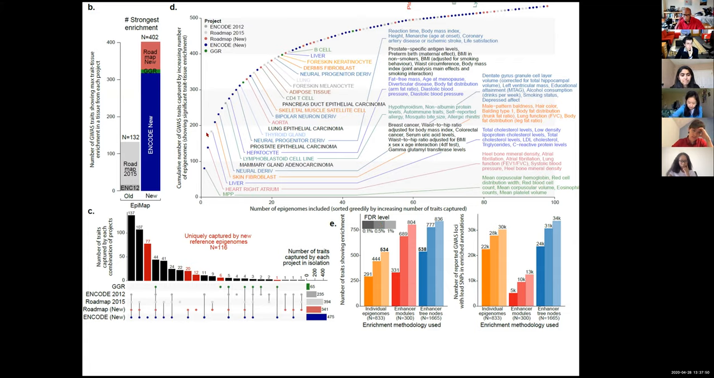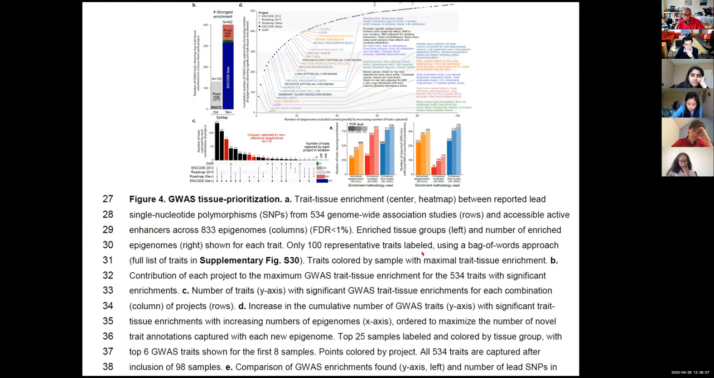Here, as you're increasing, instead of saying cumulative number, you say cumulative number of GWAS traits captured by increasing number of epigenomes showing significant trait-tissue enrichment. Every single time you speak, you let the figures sing for themselves. And then when you actually read the legend, that's a whole other exercise.